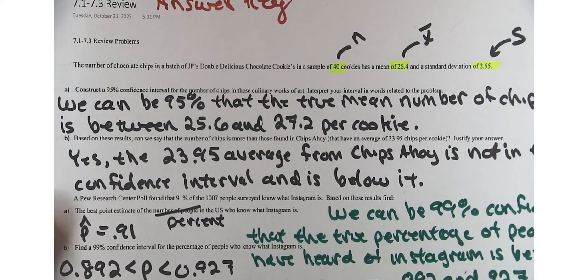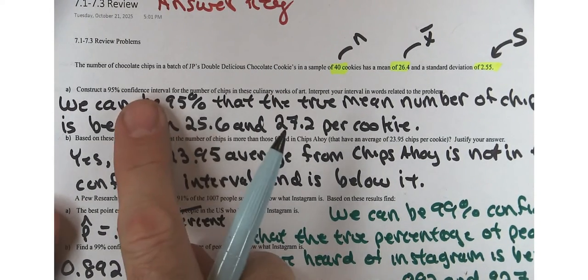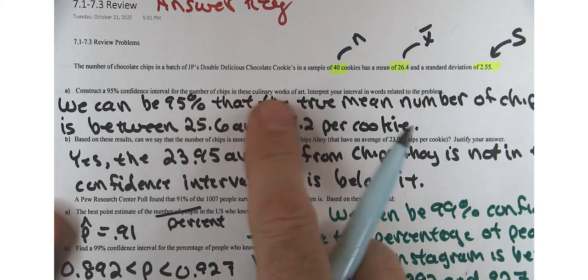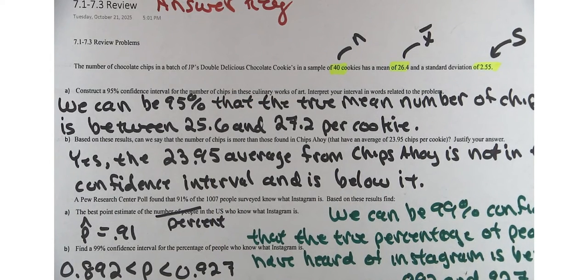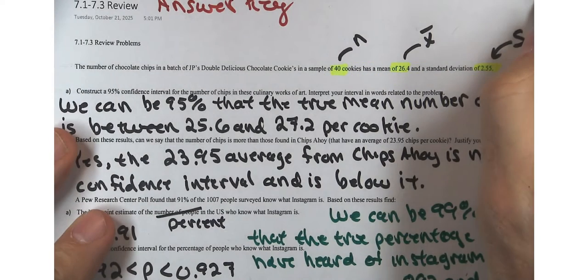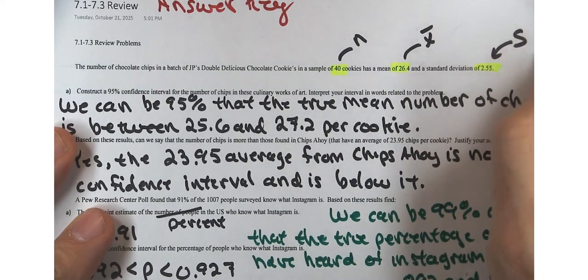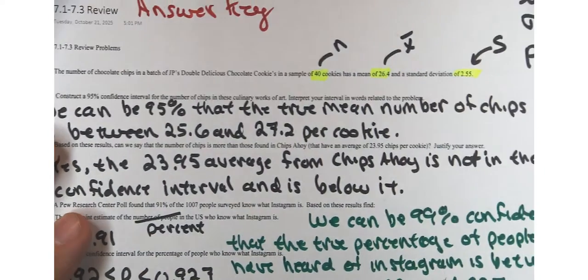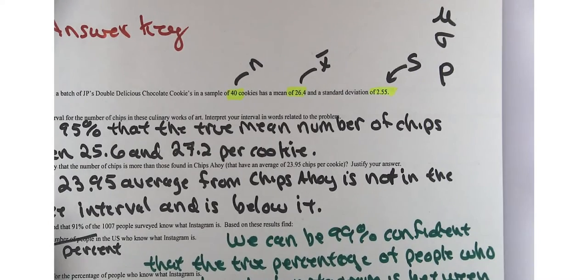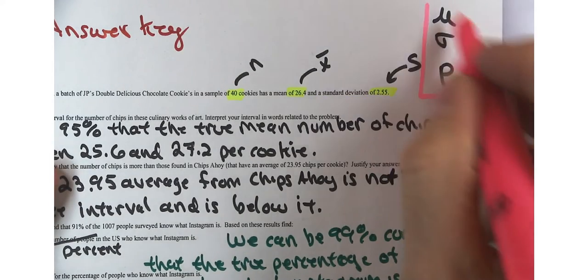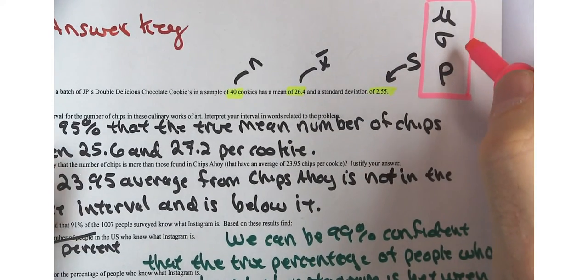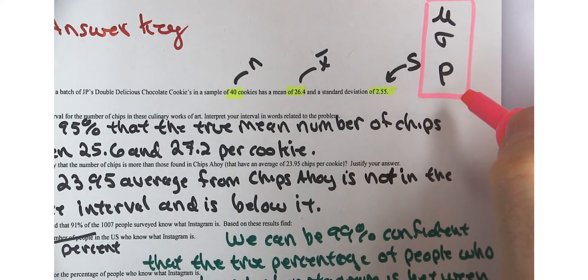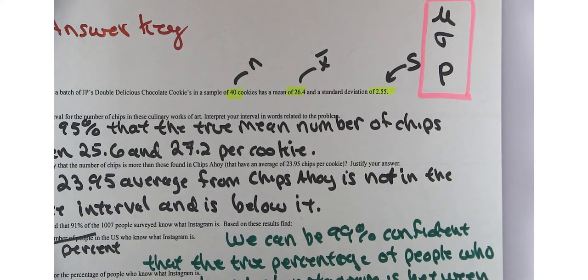Now it says, construct a 95% confidence interval for the number of chips in these culinary works of art, interpret the interval in words related to the problem. When you do these things, you're going to have to decide what parameter you're trying to estimate. And you've got three choices: mu for population mean, sigma for population standard deviation, or p for population proportion.